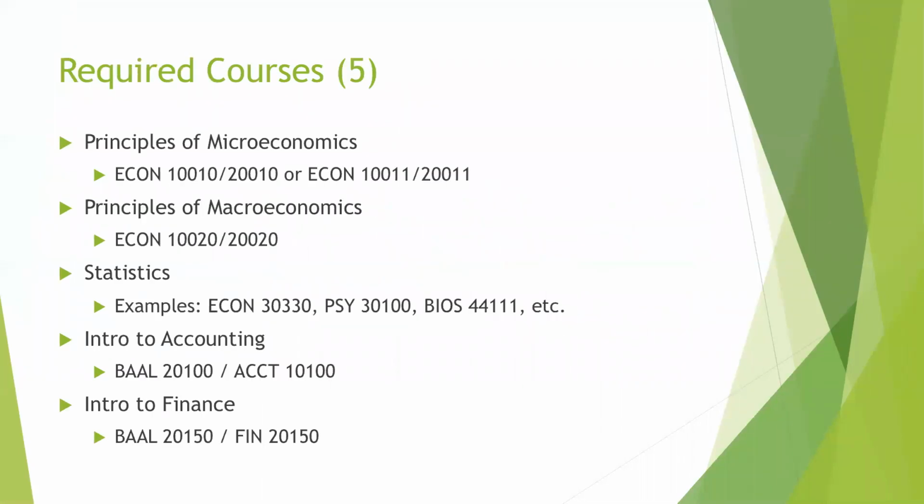In terms of the required courses for the minor, there's 5. Principles of Micro and Macro, a statistics course, for example, Stats for Econ, Econ 3330, or Psych Stats, Biostats, amongst others. And then finally, Intro to Accounting and Intro to Finance.